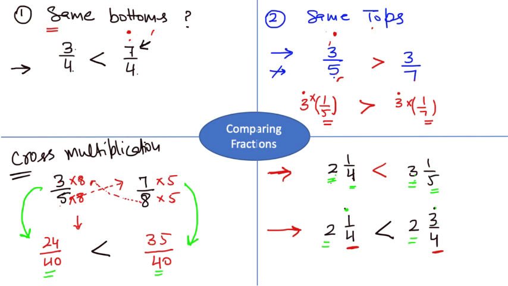The trick is extremely simple. Don't get frightened by the 4 quantities that you have to compare. You always check one of these conditions. Do they have the same bottoms or do they have the same tops? If none of these conditions exist, whatever fraction you have been given, use the cross multiplication method to bring them to the same denominator, just like what we did here. With that, we will pause here and then we will go to our next lecture on performing mathematical operations on fractions.